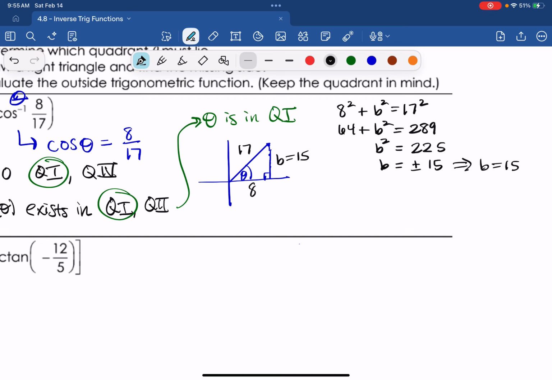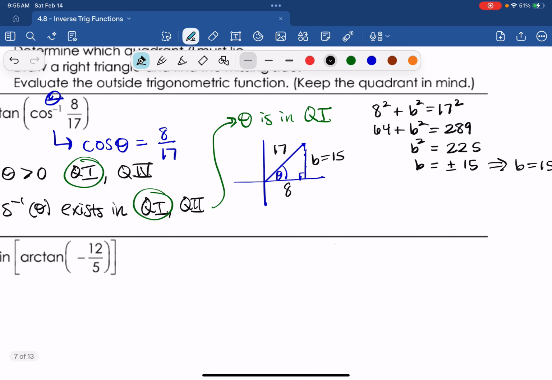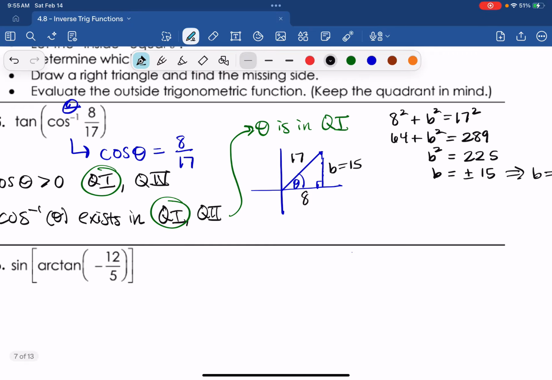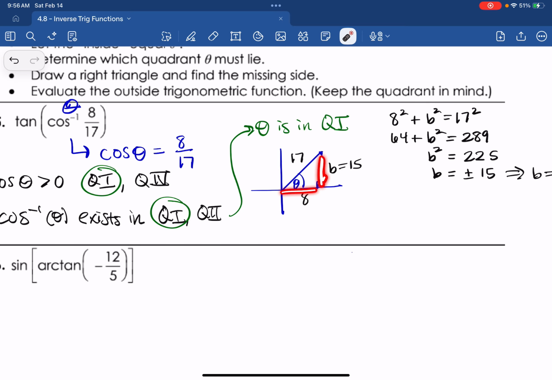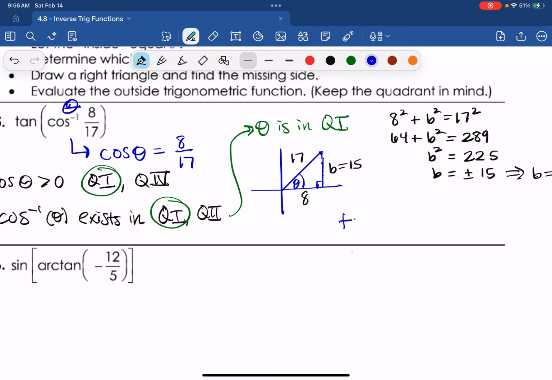All right, so now we have all our sides. Now let's answer the question. Our original question was to figure out the tangent of this angle. We have theta in the corner, and we want the tangent of theta. The tangent is opposite over adjacent. So to finish this off, the tangent of theta equals 15 over 8. That would be the value of this composition.